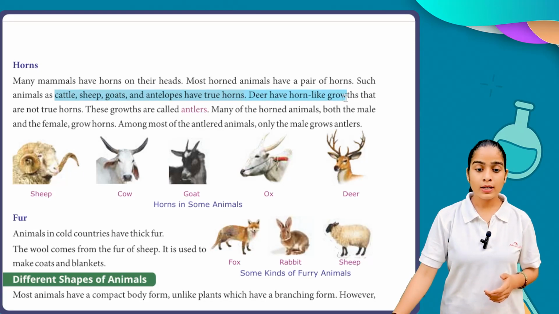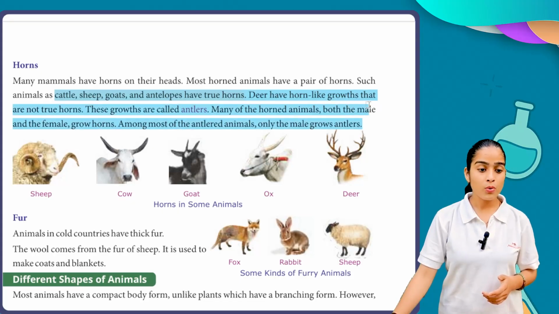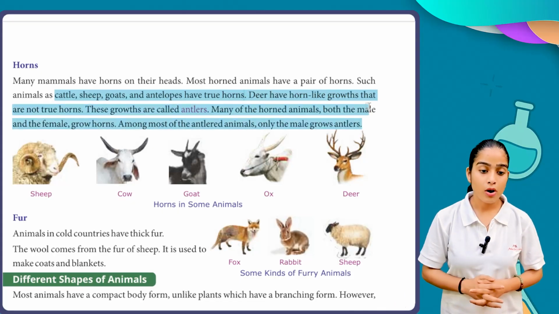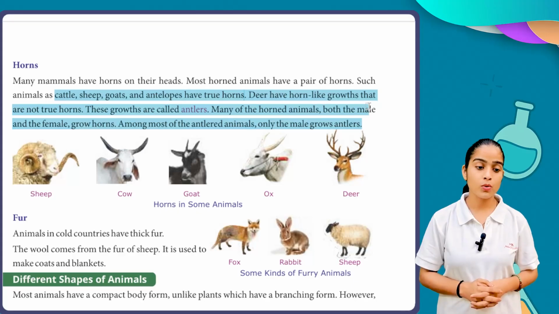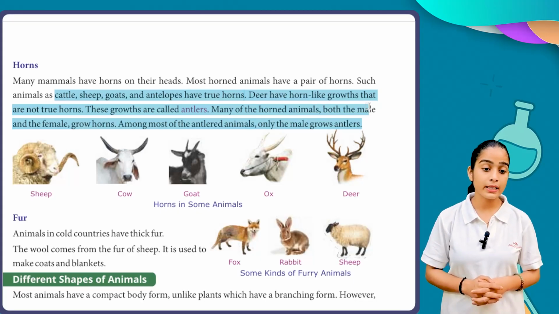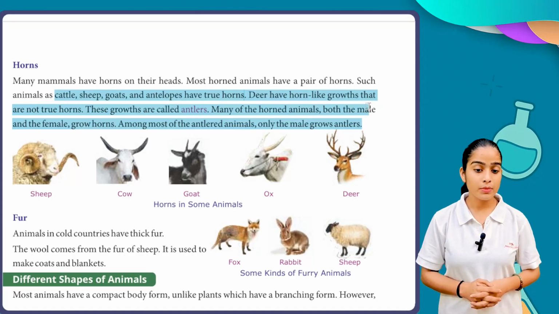Deer have horn-like growths that are not true horns. These growths are called antlers. What do we call them? Antlers. In many of the horned animals, both the male and female grow horns. Among most of the antlered animals, only the male grows antlers.